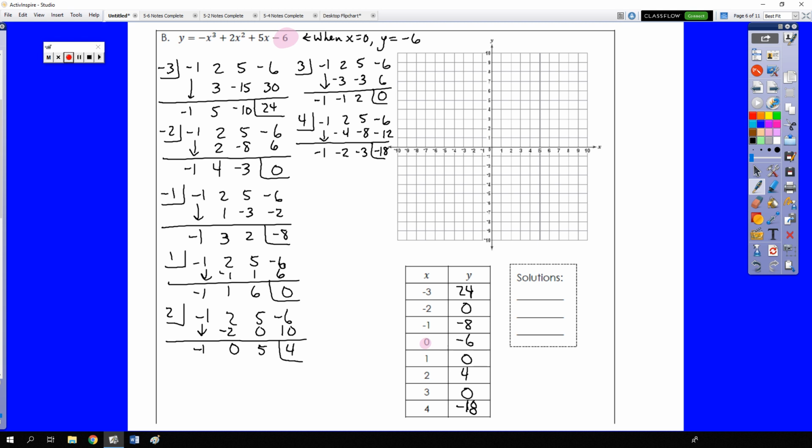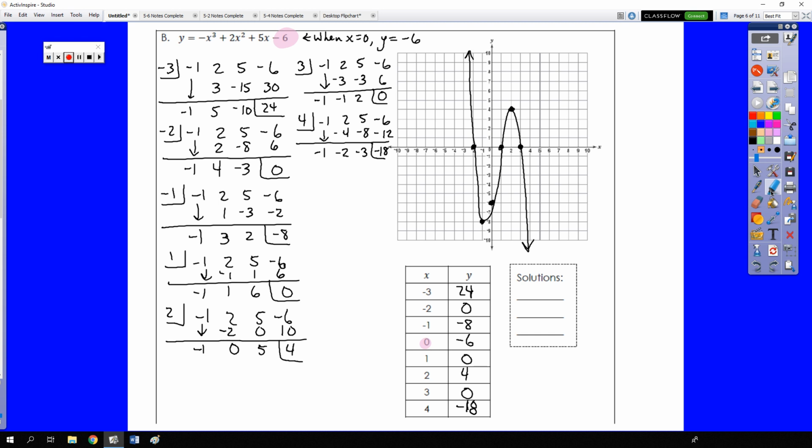Okay, we graph the points that we have available to us, which are negative 2, 0; negative 1, negative 8; 0, negative 6; 1, 0; 2, 4; 3, 0. And we need to keep in mind that at negative 3 we are not on the graph, we're off the top, and at positive 4 we're off the bottom. So this graph comes in, passes through these points, and exits out the bottom. Not my best graph, but we'll run with it.